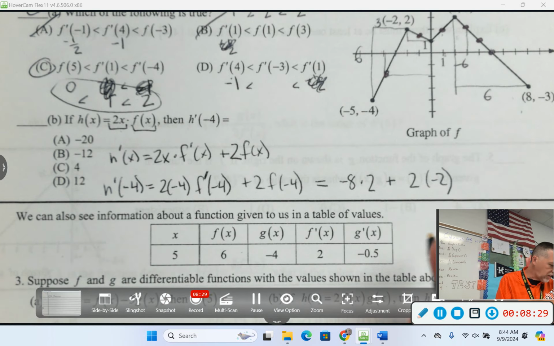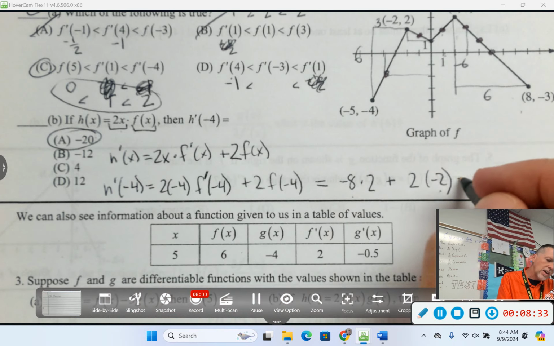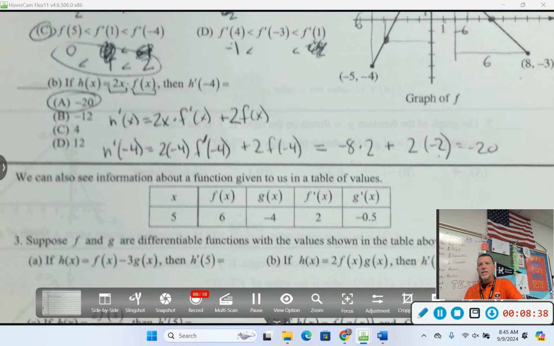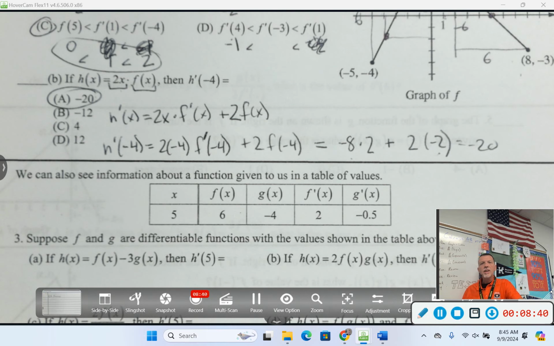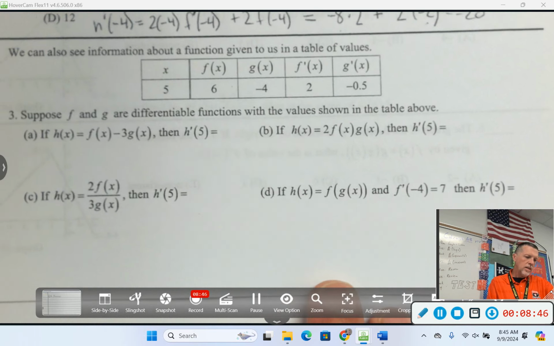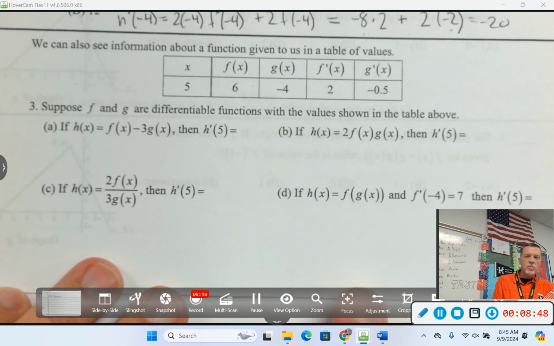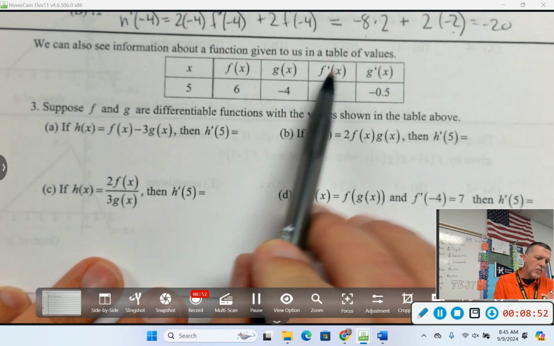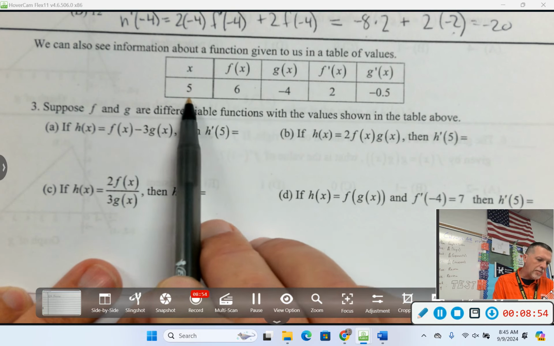So negative 16 plus negative 4 is negative 20. Again, no equations, just all concepts. Number 3, a table. Again, no equations, just a table of values with f and g and f prime and g prime, all happening at x equals 5.